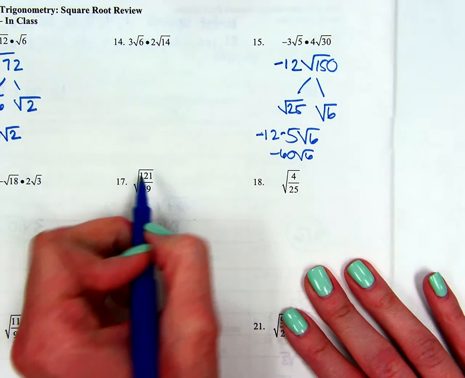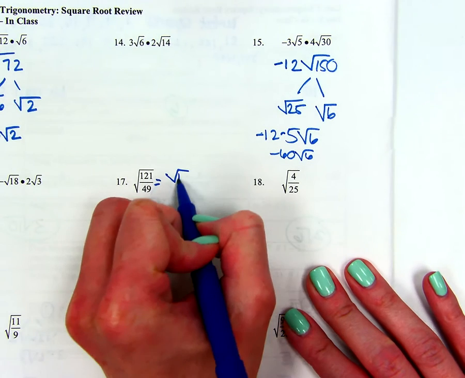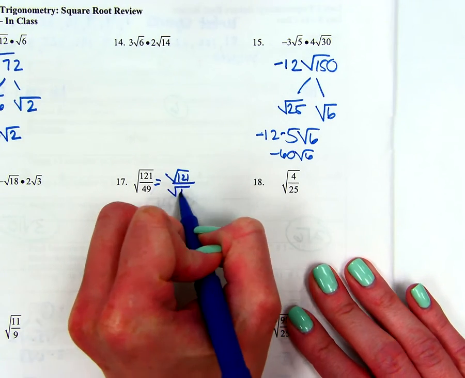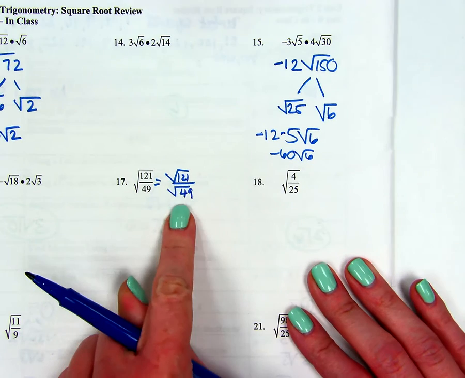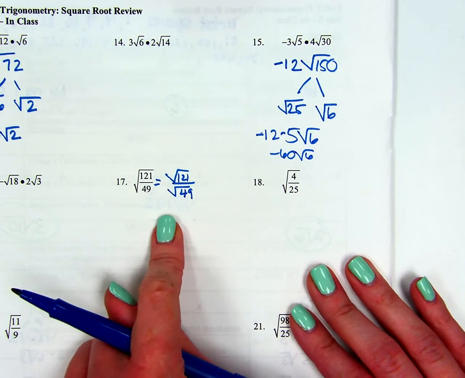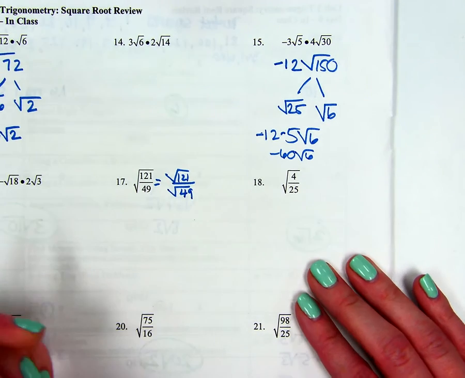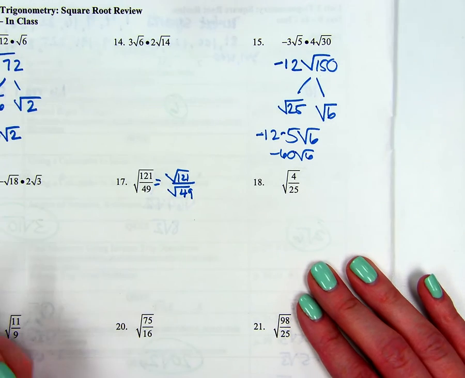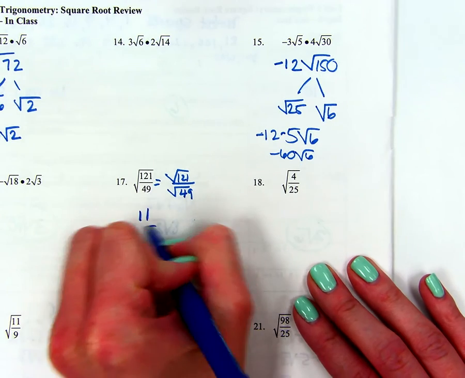17. So this one I typically like to rewrite so you guys can see it as kind of two independent square root values. So for this one, it's nice and easy. Square root of 121 is a perfect square. Square root of 49 is a perfect square. So it just comes out to be 11 over 7.